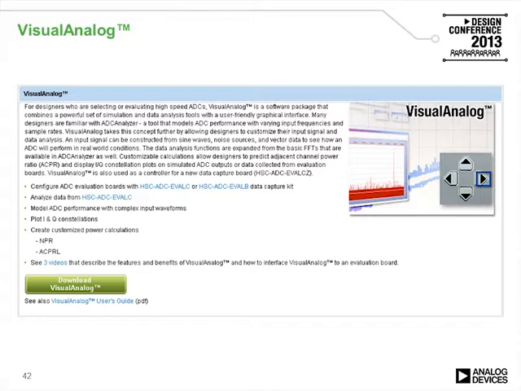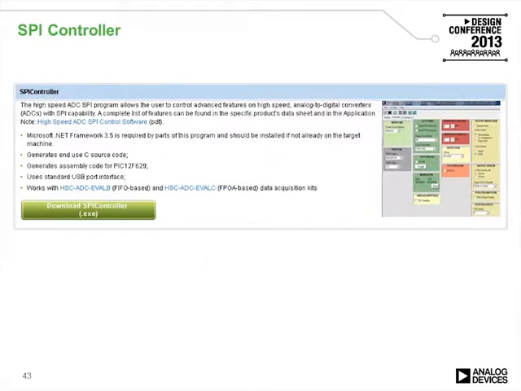Think of it as SPICE. It's not SPICE because it's not a component level simulation. It's a functional simulation, but we spend a lot of time trying to make sure that what you get in the simulation is what you would see on the part itself. This is available as a download from our web and can work with all of our evaluation boards in seamless fashion as well.